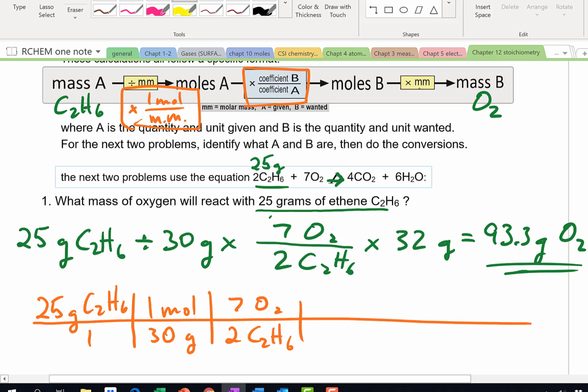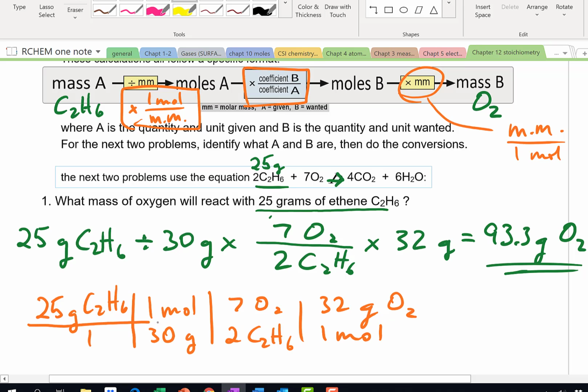And finally, previously we were given that this was the molar mass over 1 mole. And so if we do molar mass, 32 grams of oxygen for every 1 mole, I hope you can see that this is the exact same calculation that we had before, which is that you're multiplying across, so 25 times 7 times 32 divided by 30.